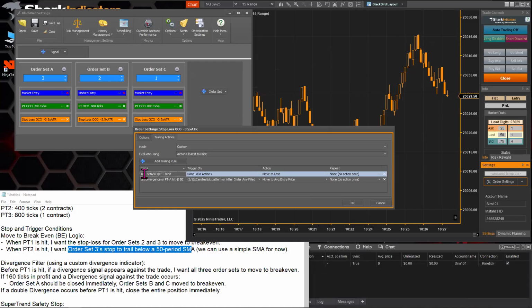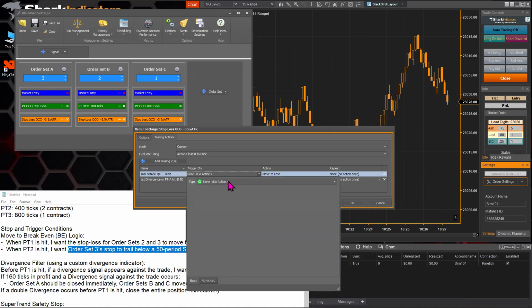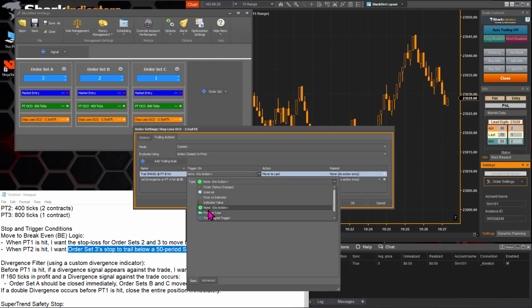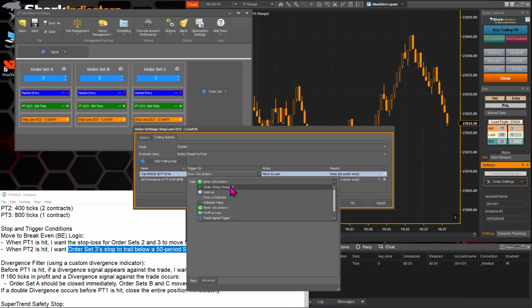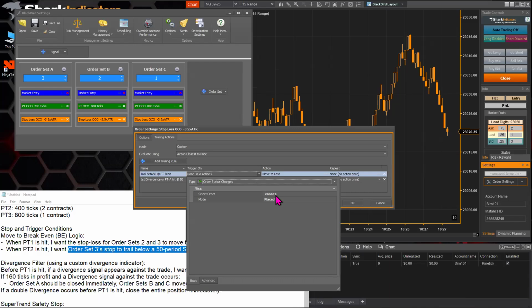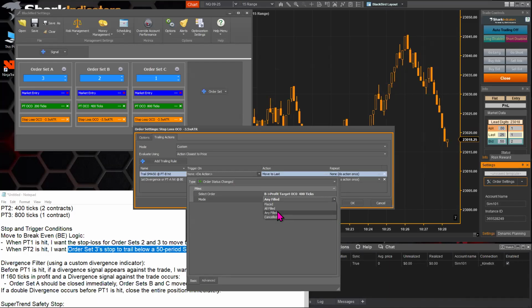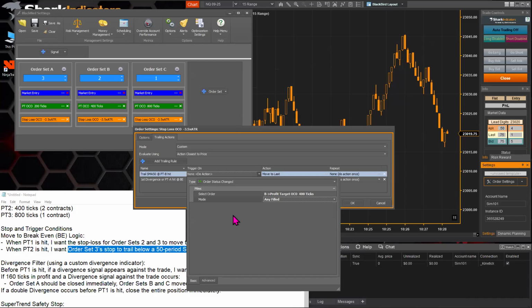All right, so we're going to start trailing a moving average when profit target B is hit. So let's go into the trigger, and we're going to grab the order status changed there. This time we're looking for the profit target for B, and we're looking for when it's filled. Of course, you can use all filled or any filled. Doesn't matter. I always use any filled just in case you get a split fill there.